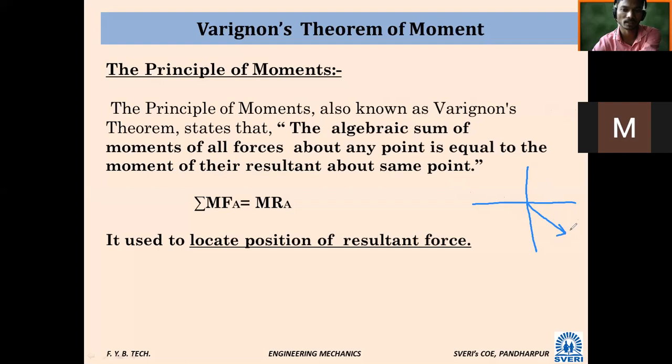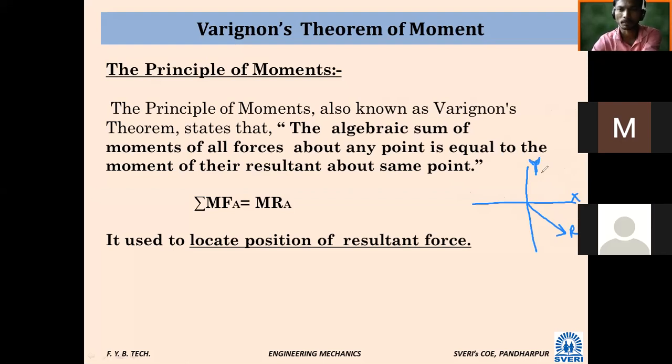Suppose it is something like this, R, and this is x and y. Up to this, methods of resolution we have seen. We can find the direction of the resultant and its magnitude. And in this case, we can find the actual location. So we can say distance x or distance d, whatever notation, can be found by using this.